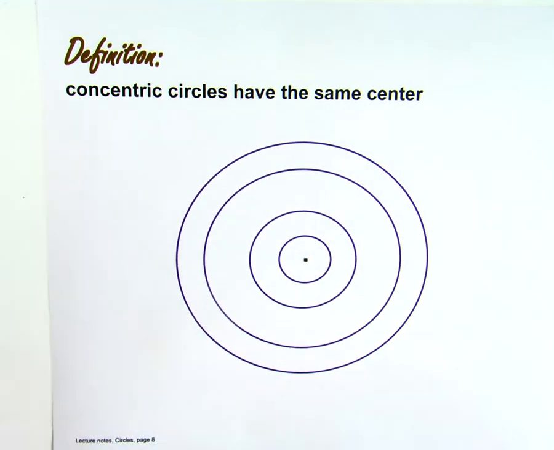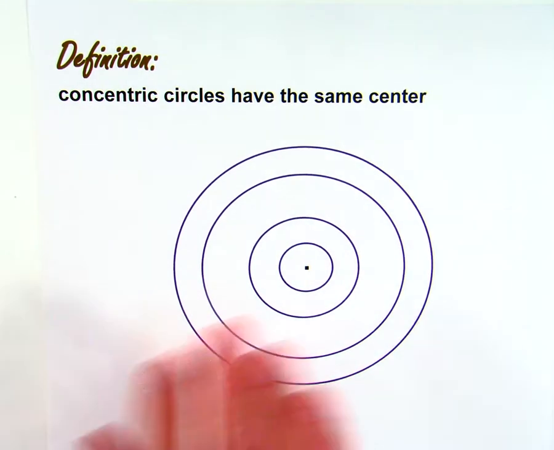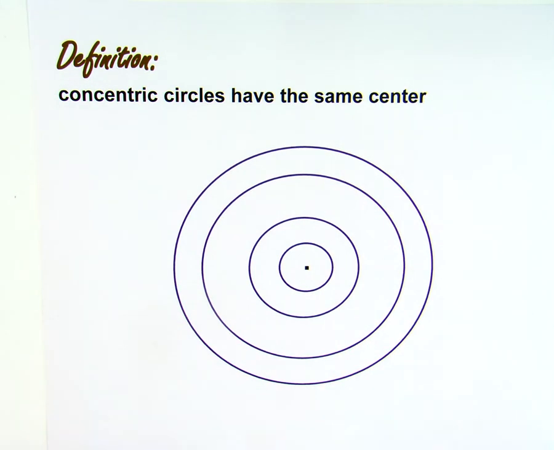A definition here: concentric circles are circles that have the same center. In this case, there's lots of concentric circles, all that have the same center. Concentric, that's with the center. They're with the same center. They are concentric.